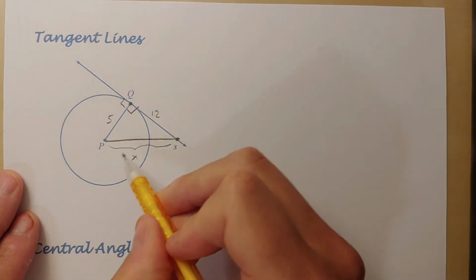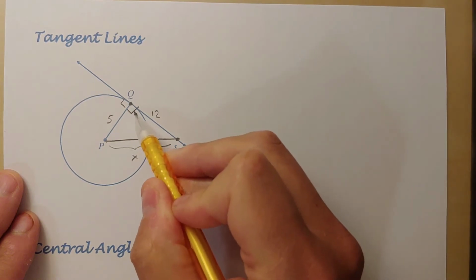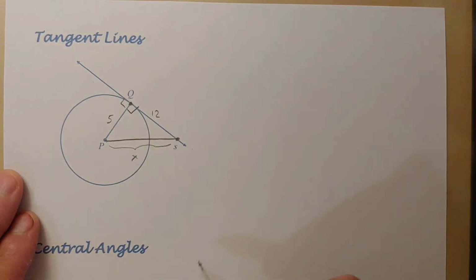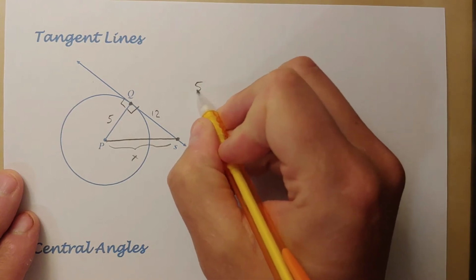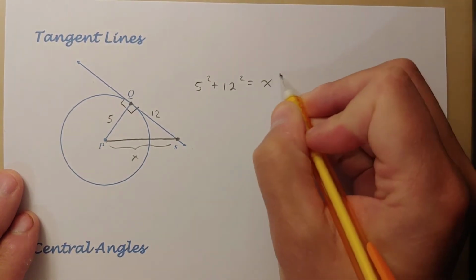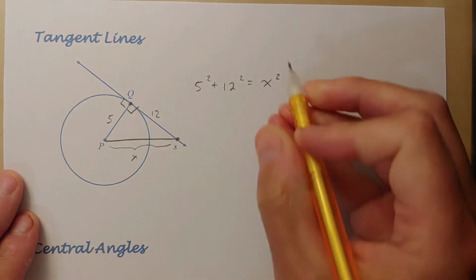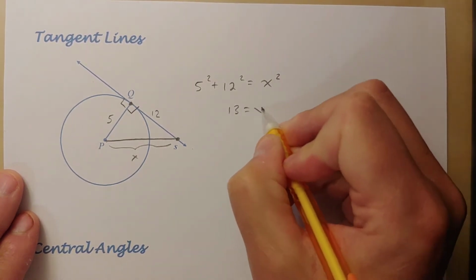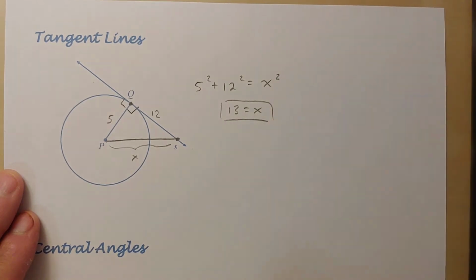And I can use the Pythagorean theorem because I know this is a right angle, and therefore I have a right triangle. And of course I would do 5 squared plus 12 squared equals x squared. And I promise you that you will get x equals 13 here.